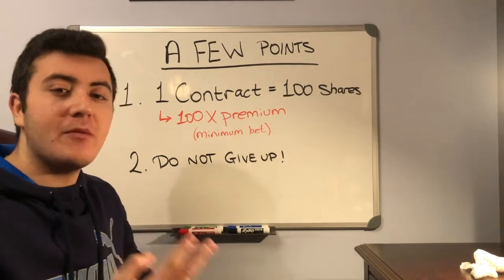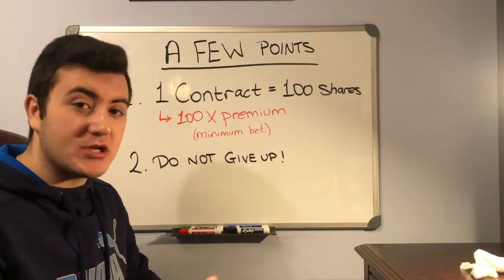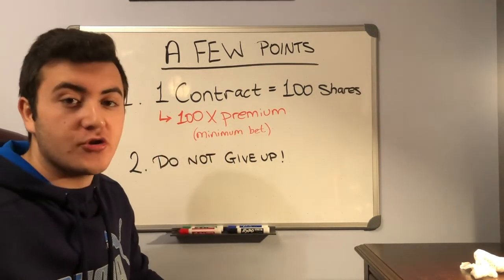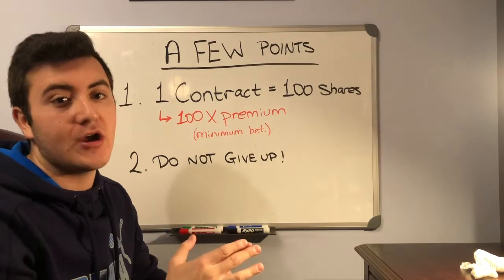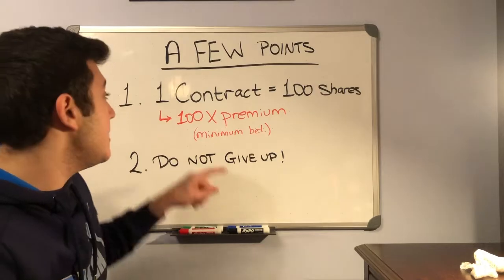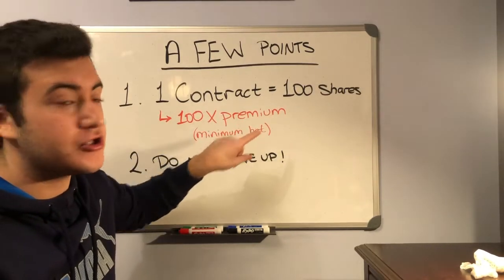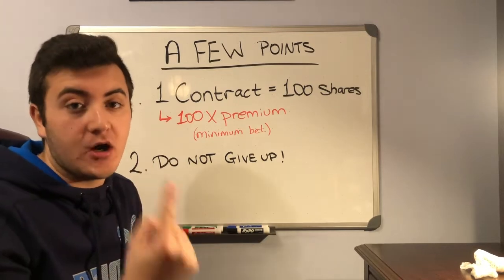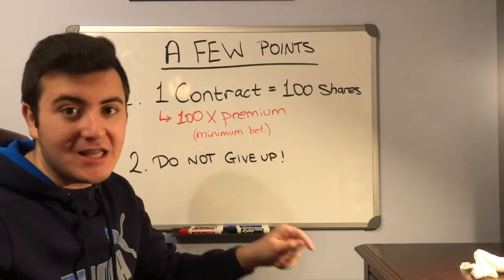So basically if the premium is $2, 2 times 100 is $200. So your minimum bet is going to be $200. You cannot buy less than one contract. Okay. So that's for any option. Basically, every contract represents 100 shares. So always multiply the premium by 100, and that's the price of one contract. Okay, you cannot bet less than that.